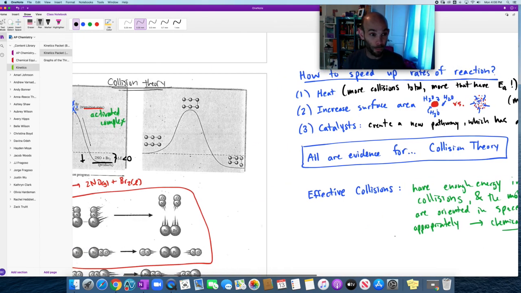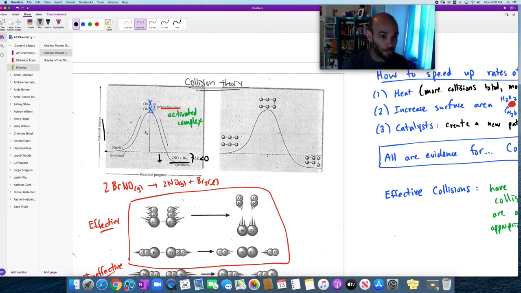Okay, so we've got to break the chemical bonds, right? We've got to break the bonds, which requires energy. And that's an endothermic step, going up in energy. And then the exothermic step is going down the other side where we form the bonds.